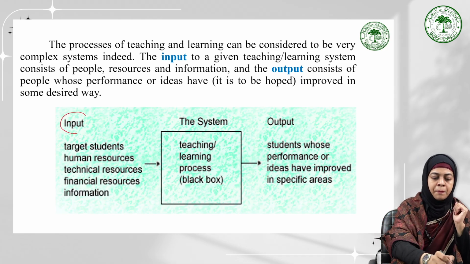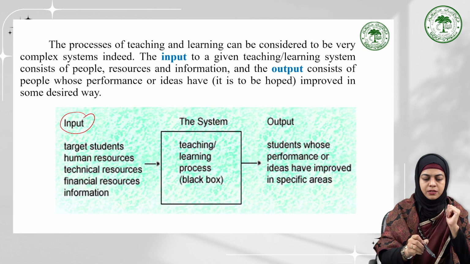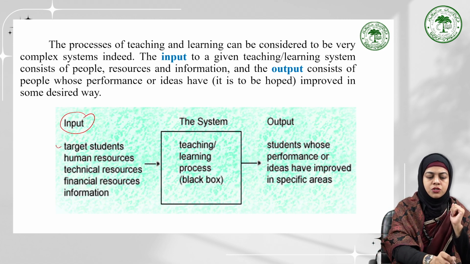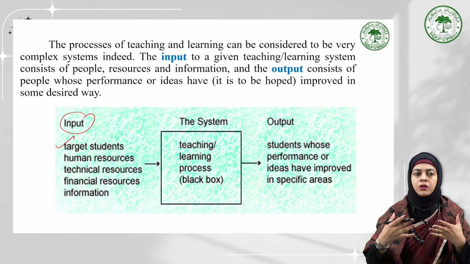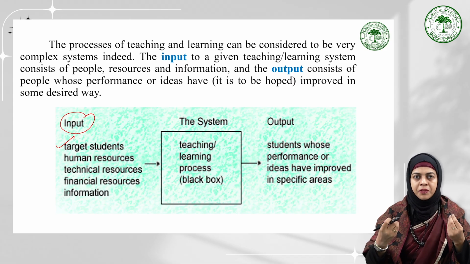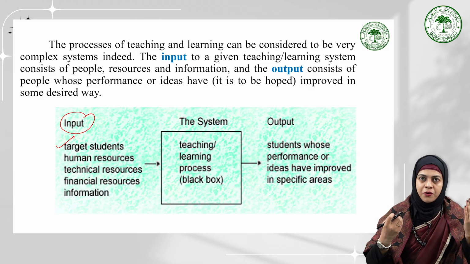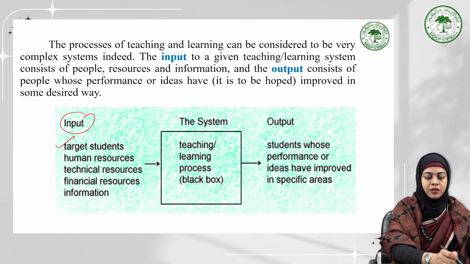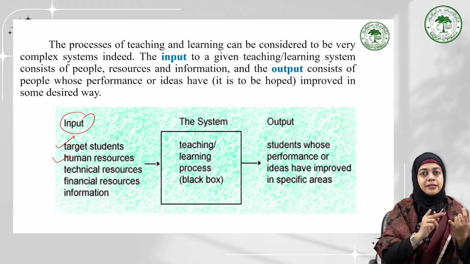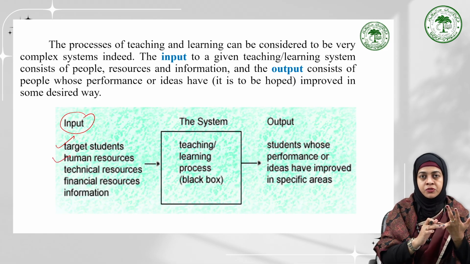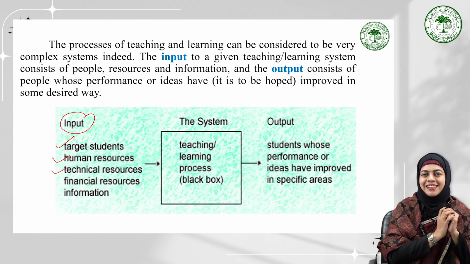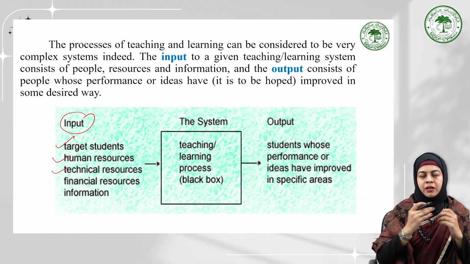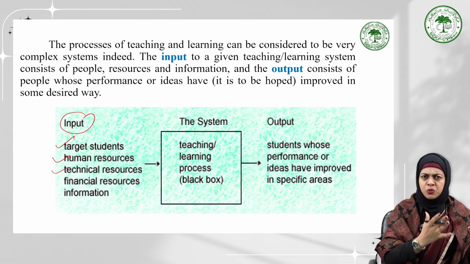Talking about input in the teaching learning process, what are the inputs? First is the target student, or you can say the target audience. Who are the learners you want to educate, to whom you want to provide particular knowledge, their mental level, their prior knowledge, their initial behavior. You're starting with that point. And accordingly, what are the human resources? Human resources could include the teachers, the administrators, or the non-teaching staff. Then comes the technical resources. The technical resources could be the facilities that are available in the educational system, in the school systems.